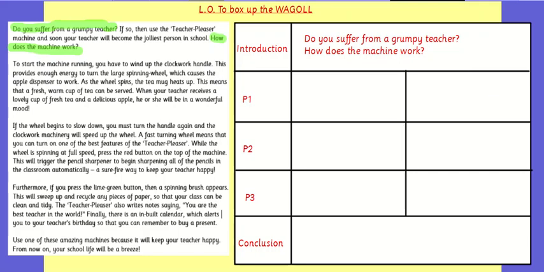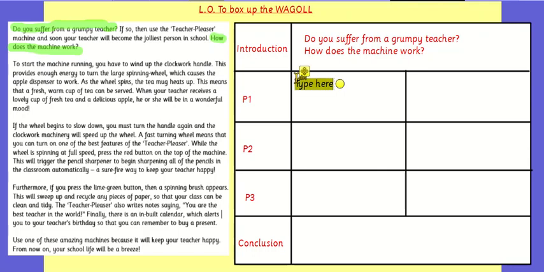I'm going to use 2 different colours. I'm going to use green for the features of the teacher pleaser machine, the special thing that pleases the teacher, and here the part of the machine that helps that to work. So let's look at paragraph 1. To start the machine running, you have to wind up the clockwork handle. This provides enough energy to turn the large spinning wheel, which causes the apple dispenser to work.